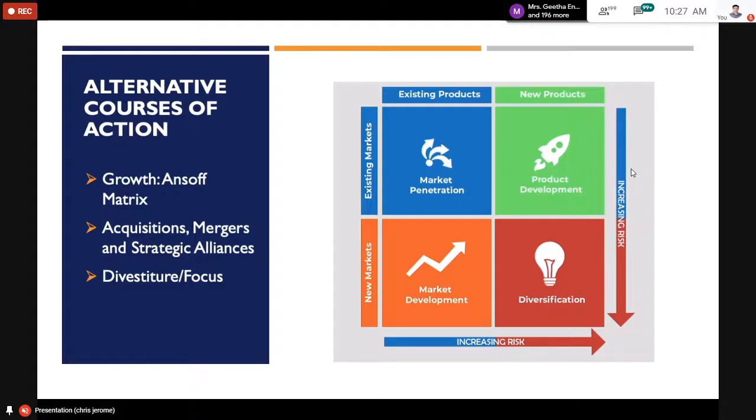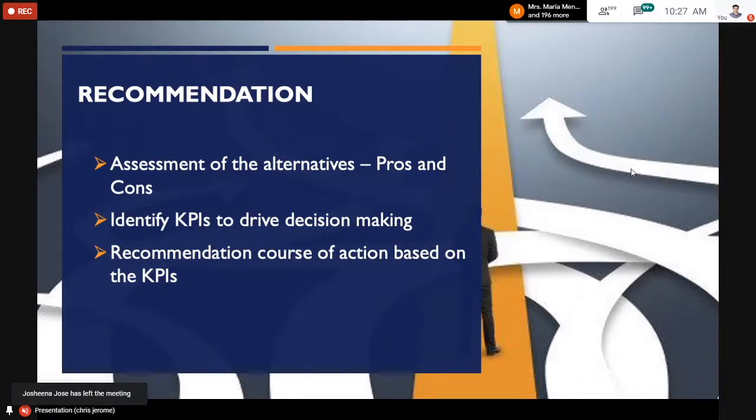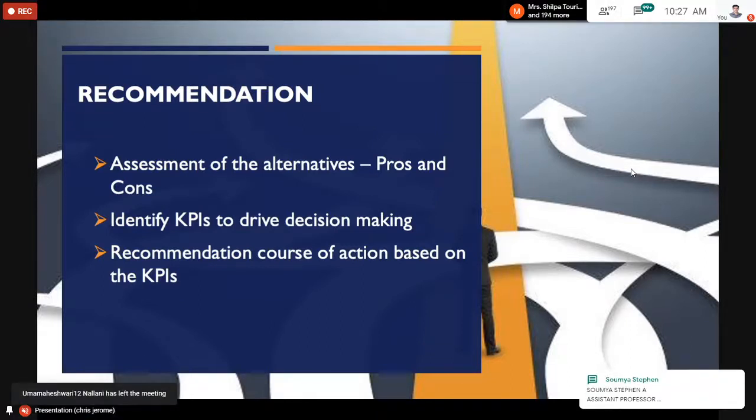We want big, bold ideas. And ultimately, the goal of part two of the case analysis is to come up with a recommendation. So each of these alternatives should be assessed in terms of their pros and cons. And then, as I said earlier, identifying what metrics we're going to use to drive decision making. So ultimately, we're looking at, say, three strategies: a geographic expansion, a new product development, and say a divestiture strategy. But how are we going to pick one?